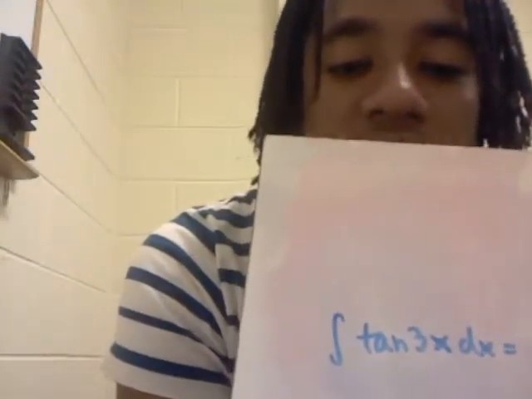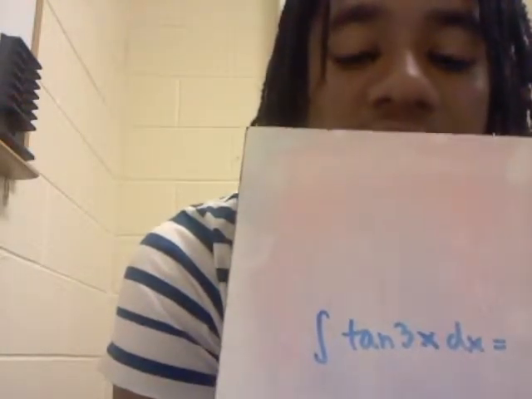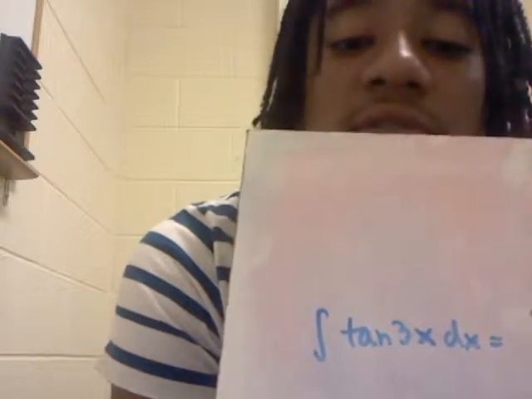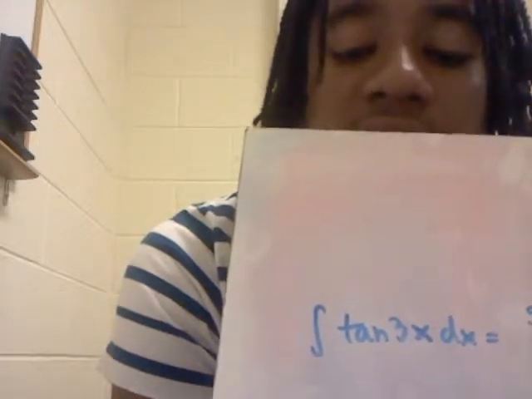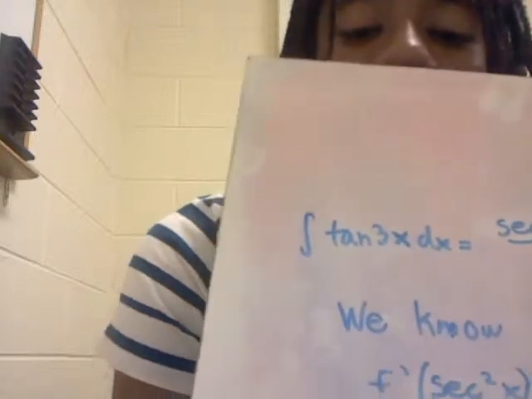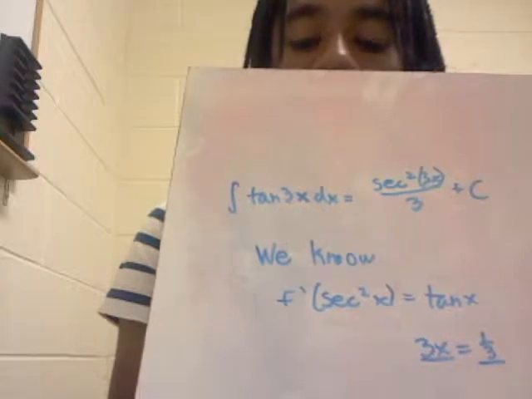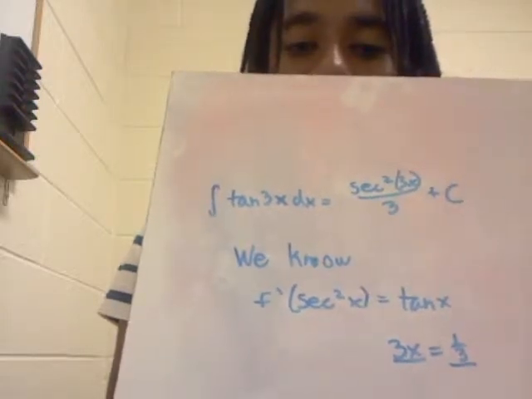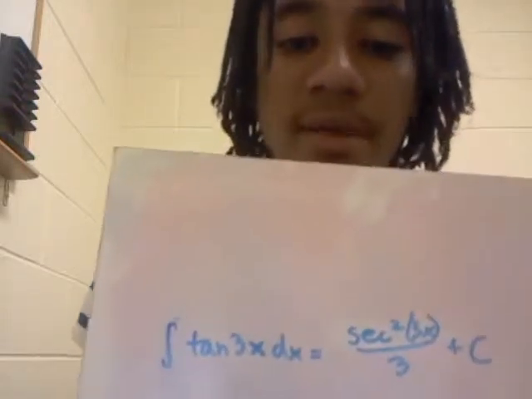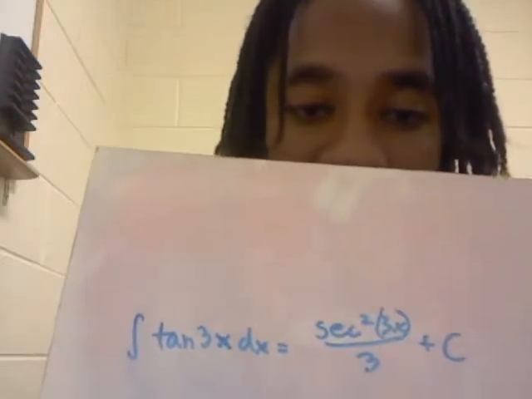Furthermore, to better understand inverse functions, logarithms, and logarithmic differentiation, we will do an example. Number 17 from 7.3 states the integral of tangent 3x dx. To solve, we already know the derivative of secant x is equal to secant x tangent x. So that's how we came upon secant squared.